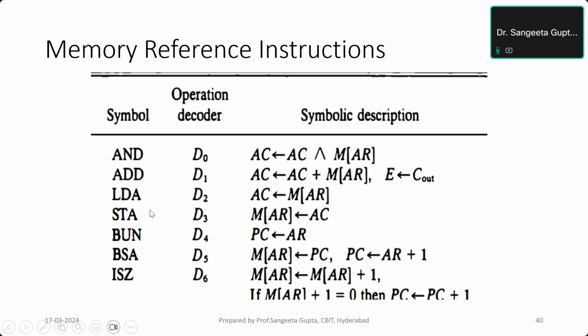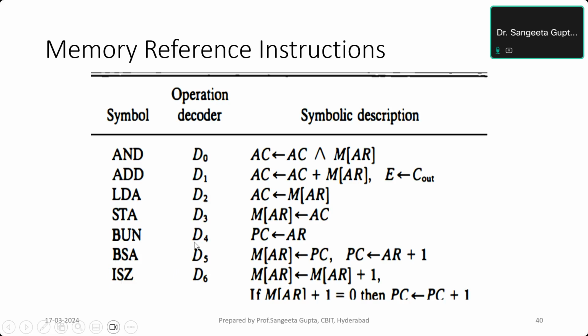The next instruction is store accumulator, where we are trying to load the contents of accumulator into memory word specified by a particular address at AR. The next three instructions are used to alter the sequential flow of execution, that is branch unconditionally, branch and save return address, increment and skip if 0.